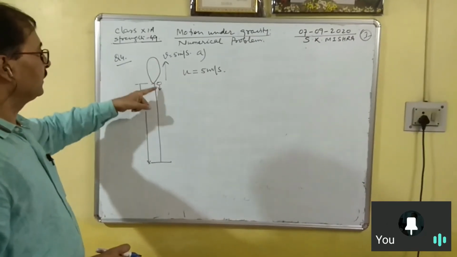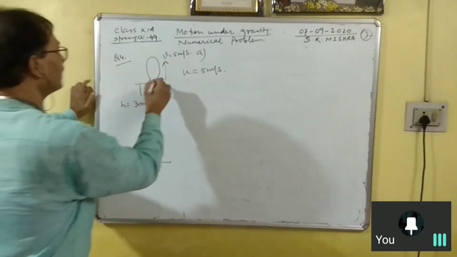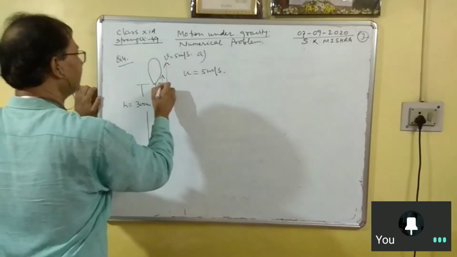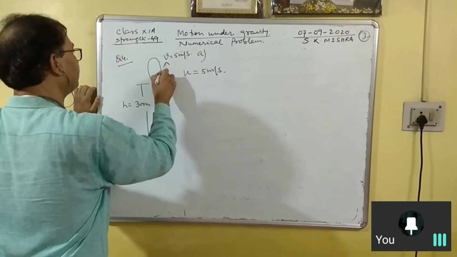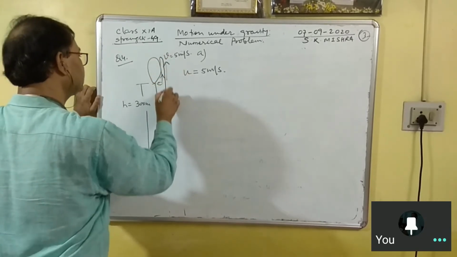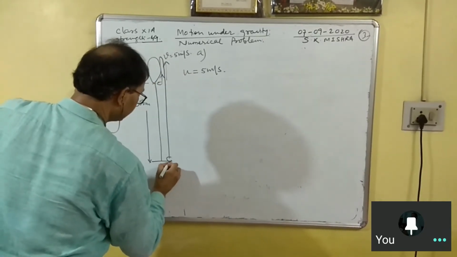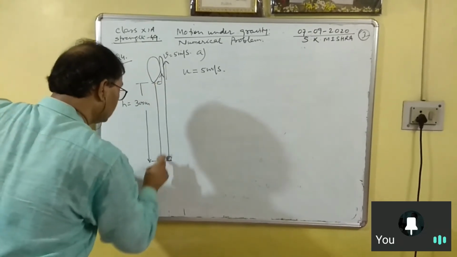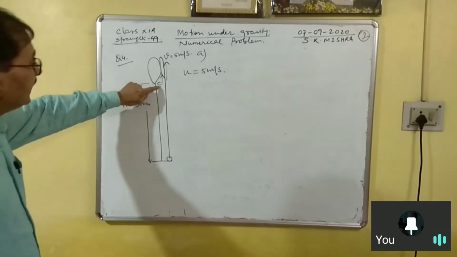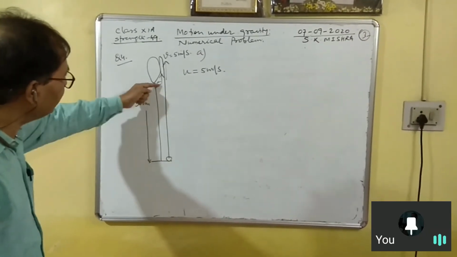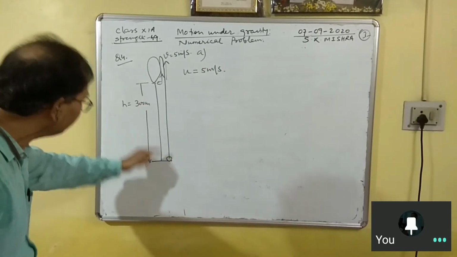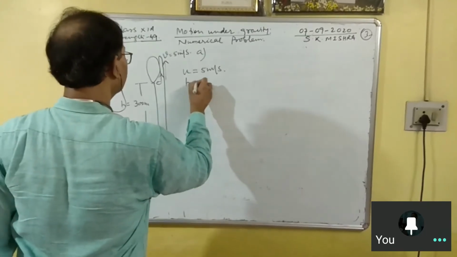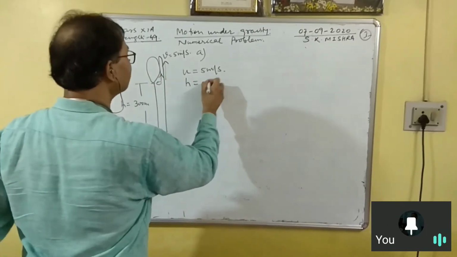For the stone, the initial velocity is in the upward direction. The stone will move vertically up, and then it will come back and finally touch the ground. So if I ask you what is the displacement of the stone, displacement is from initial to final, that is 300 meter. So displacement h is equal to this height, so this is minus 300 meter.